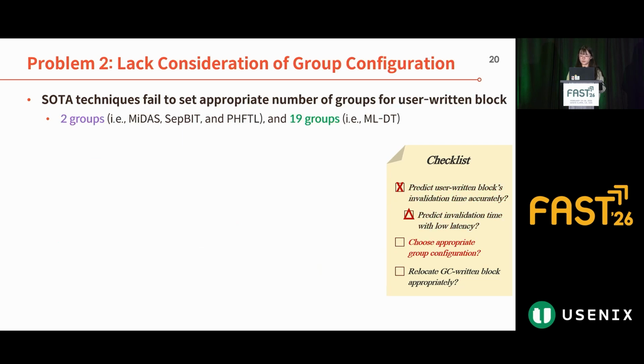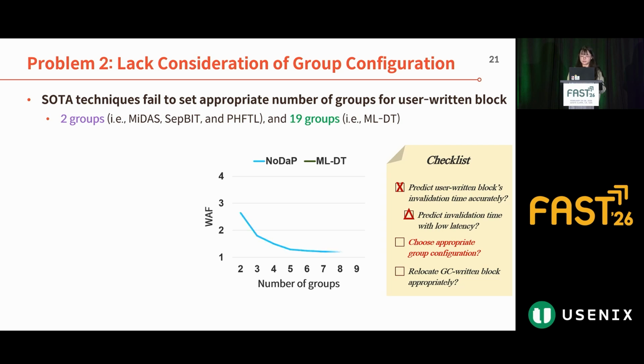Second, we evaluate whether existing techniques choose an appropriate group configuration to assign user-written blocks. We varied NoDaP and MLDT's number of groups, starting at 2 and increasing it gradually, and observed how WAP changes. With NoDaP, more groups split blocks more finely, so WAP keeps decreasing. For MLDT, however, WAP is minimized at 3 groups, but increases with more groups.